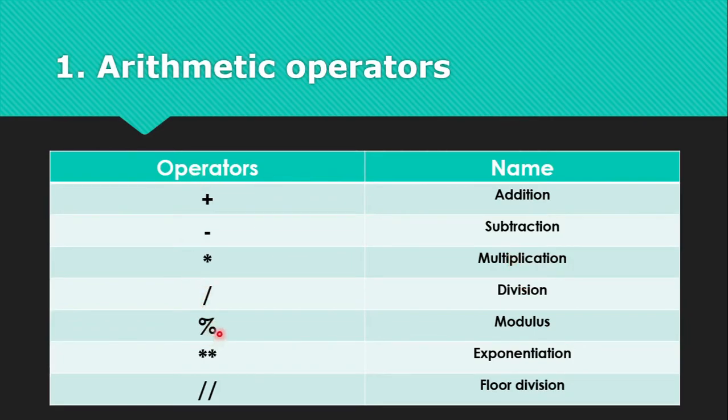This percentage symbol is the modulus operator, and this is exponentiation, which means you can get the power. Let's say 2 square, 2 cube, 2 raised to the power 4, like that. And this is floor division, which gives us the integer value. The answer we get using this is an integer value. Let's do it practically first.